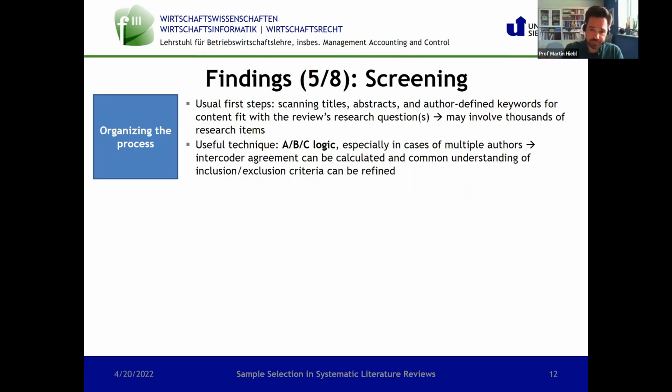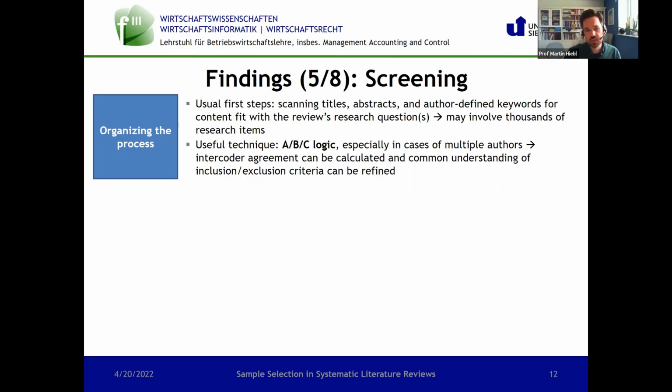You can do this in cases of multiple authors, or if you're lucky enough to have a research assistant, just as I had with my paper here. You can employ this ABC logic where you assign letters to each research item. A stands for very relevant, B potentially relevant, and C not relevant. And then you can sort out all the C's in the first round.